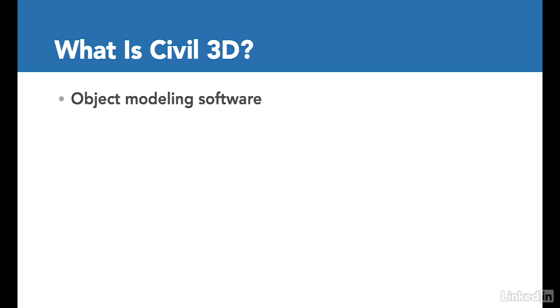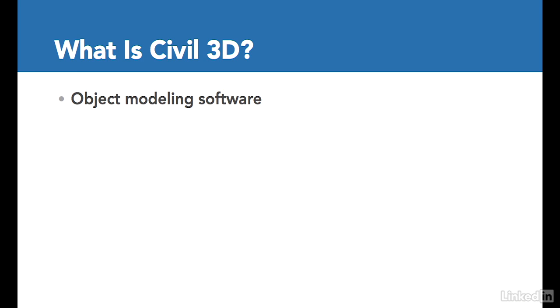One, it's an object modeling application. What that means is when you create civil design objects, such as an alignment, you're creating an alignment object in the software. This alignment object is just as much an object as a line or circle in AutoCAD. This is different from the other software, which may create a polyline that represents an alignment.